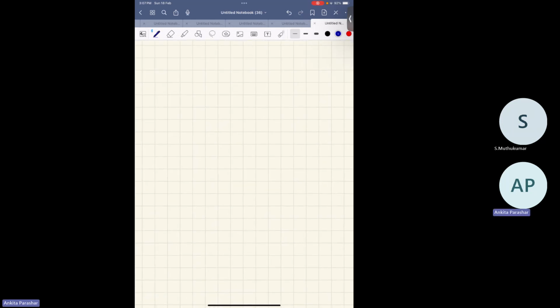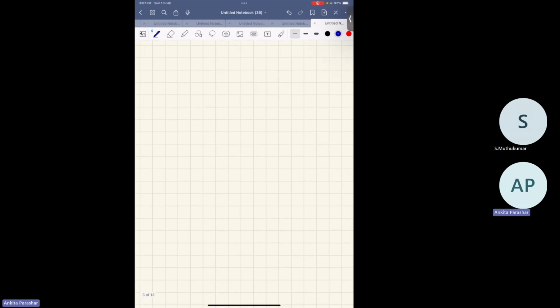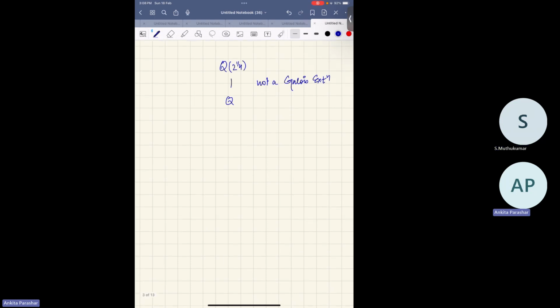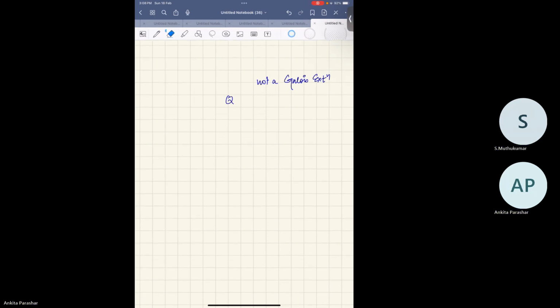Let me try to discuss both ways possibly. Q(2^(1/4)) over Q is not a Galois extension, so we cannot use the fundamental theorem. For the fundamental theorem, I need to take a Galois extension. So I will take an extension which is Galois. If you see, this becomes a Galois extension. So this is Galois. However, this is not Galois. So we can use the fundamental theorem for this extension.